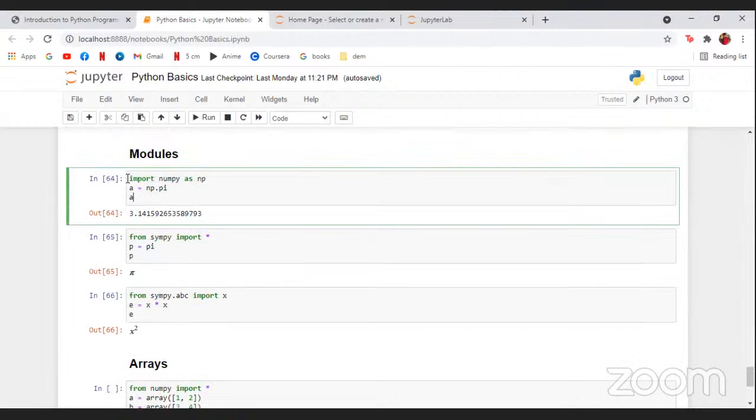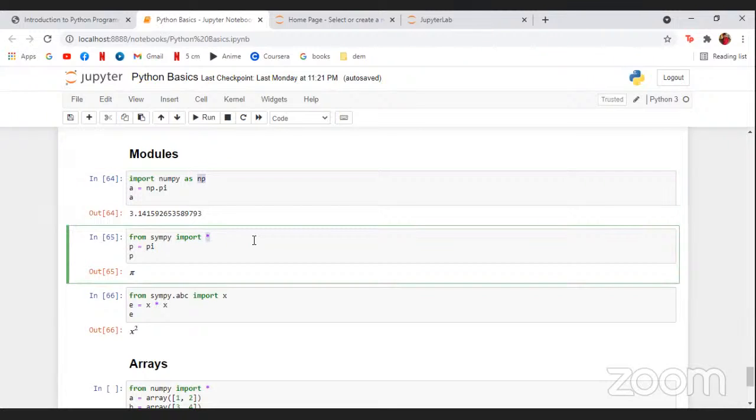So here I said import NumPy as NP, which means that I have to use NP everywhere I'm using NumPy. When I say from SymPy import star, what star means is everything. So I'm importing everything from SymPy. And when I write it like this, it gives me the freedom to not have to remember the name of what I'm doing. So I can just say p equals pi. So I won't have to say something dot pi. It would be sympy.pi if I didn't say from SymPy import star.